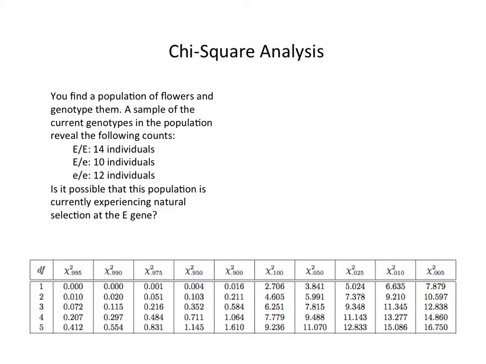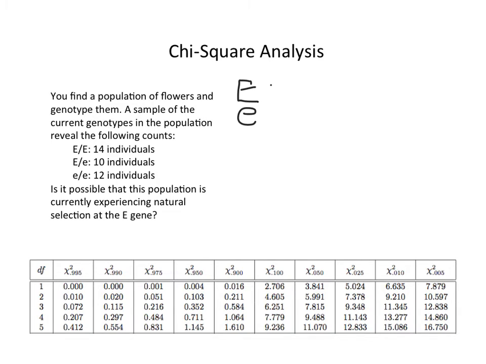So we have to do exactly the same thing here as in the quiz at the start. We're going to figure out whether or not natural selection's happening at this gene, the E gene. We have a population of flowers, we've genotyped them. So now's your chance to practice again, changing genotype to phenotype. So what are the allele frequencies? It's always the first step.